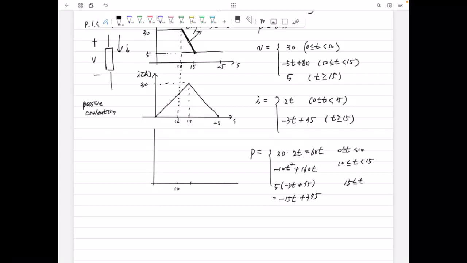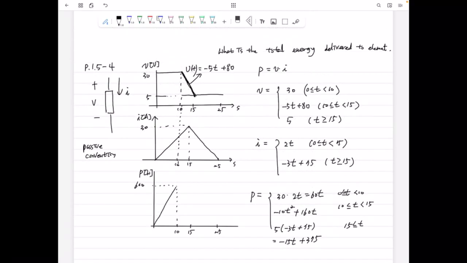In this manner, this is 10, 15, and 25. So it'll go up to here, that will be 600 watts, at the 10 second mark. And at the second time, 15 seconds, it will be minus 10 times 15 square plus 160 times 15, which is 150. So here that will be 150 watts. So it looks like this.